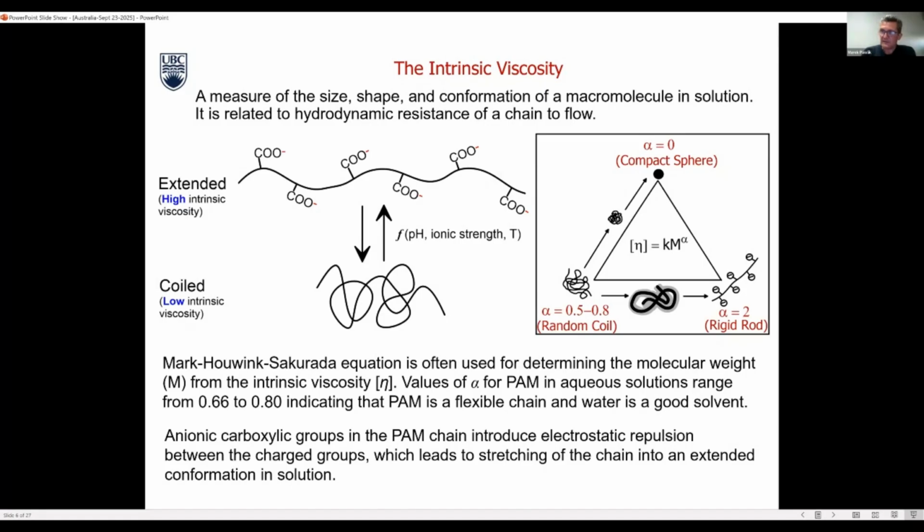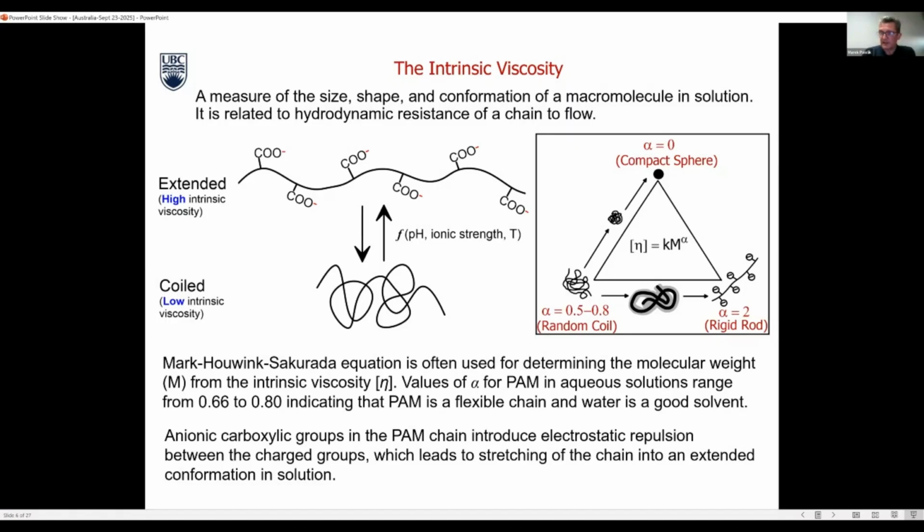Typically, intrinsic viscosity changes with molecular weight. It increases with molecular weight, with molecular size. And that relationship is given by the Mark-Houwink-Sakurada equation. It's in the middle of a triangle here. So the viscosity in brackets, that's the intrinsic viscosity, and it's a function of molecular weight M.